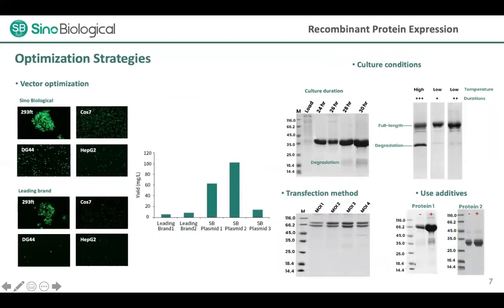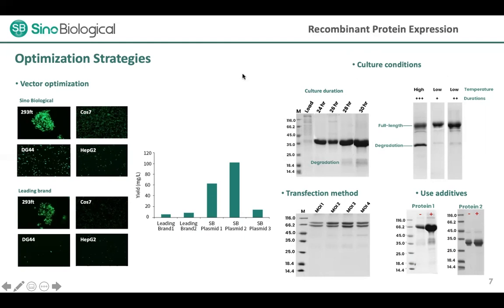So generally speaking, in terms of optimization strategies, there is some upstream work that we can do, which mainly focuses on optimization of the vector. So at Sino here, especially for the mammalian cell culture system, we do have a unique set of optimized vectors that go with our transfection reagents and culture media. As you can see here, using our optimized vectors, we sometimes get much higher protein expression, protein yield compared to other competitor brands. But that's, of course, not all the time. But sometimes the vector does play a very important role in terms of protein yield.